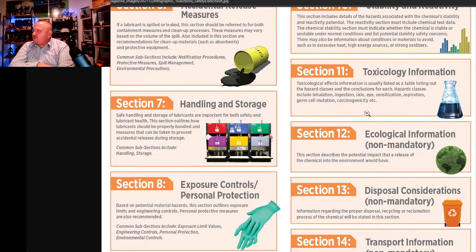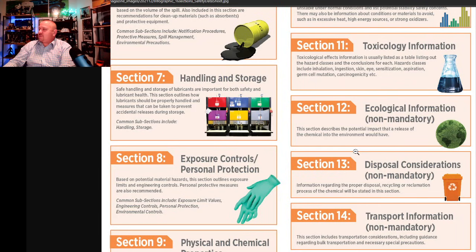Section 11, toxicology information. Toxicological effects information is usually listed in a table listing out the hazard classes and conclusions for each. Hazard classes include inhalation, ingestion, skin, eye, sensitization, aspiration, germ cell mutation, carcinogenicity, and more.